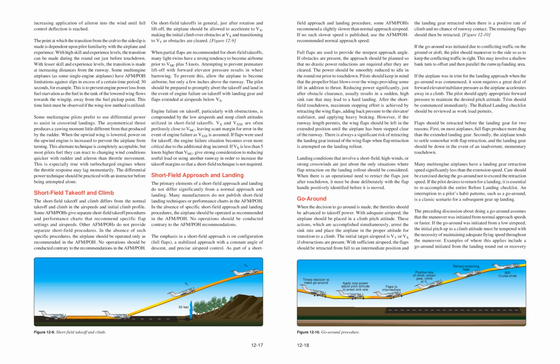Flaps should be retracted before the landing gear for two reasons. First, on most airplanes, full flaps produce more drag than the extended landing gear. Secondly, the airplane tends to settle somewhat with flap retraction, and the landing gear should be down in the event of an inadvertent, momentary touchdown. Many multi-engine airplanes have a landing gear retraction speed significantly less than the extension speed. Care should be exercised during the go-around not to exceed the retraction speed. If the pilot desires to return for a landing, it is essential to re-accomplish the entire before landing checklist. An interruption to a pilot's habit patterns, such as a go-around, is a classic scenario for a subsequent gear-up landing.